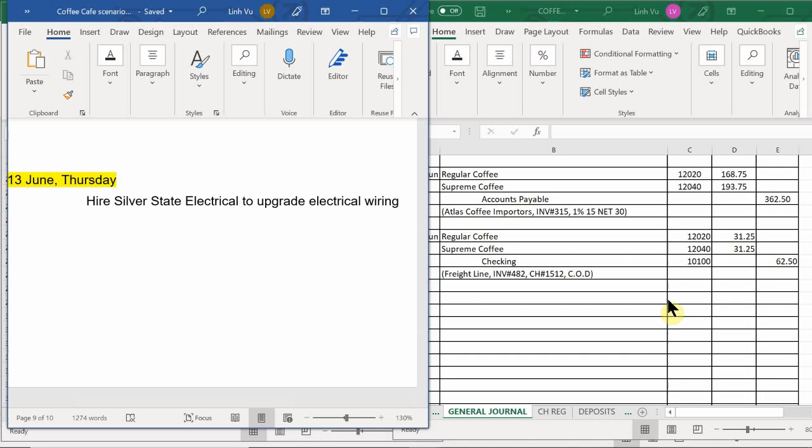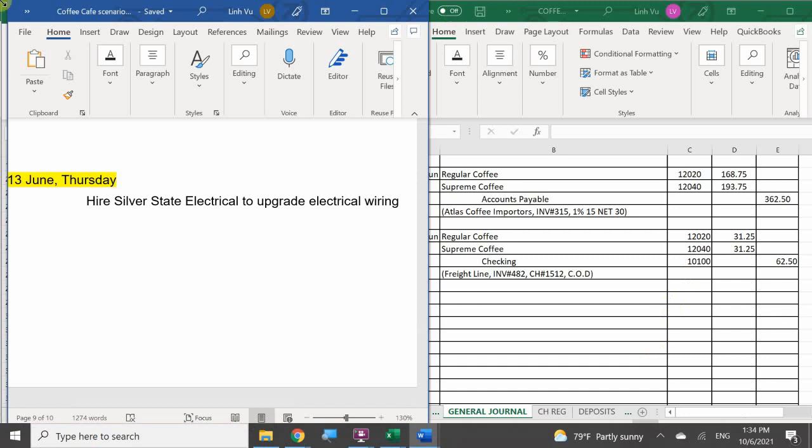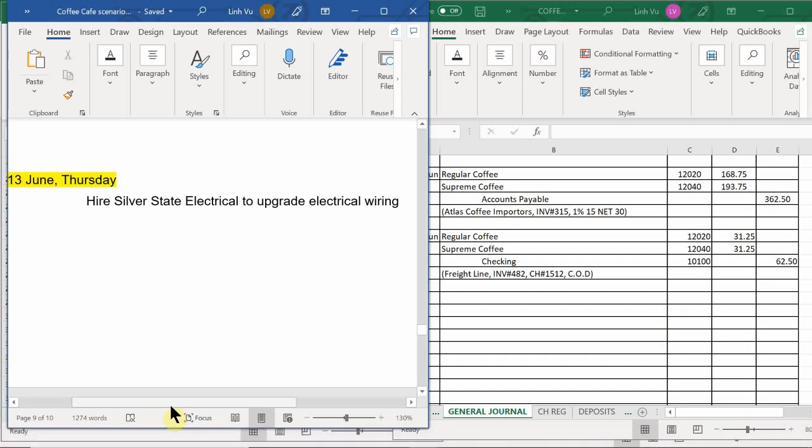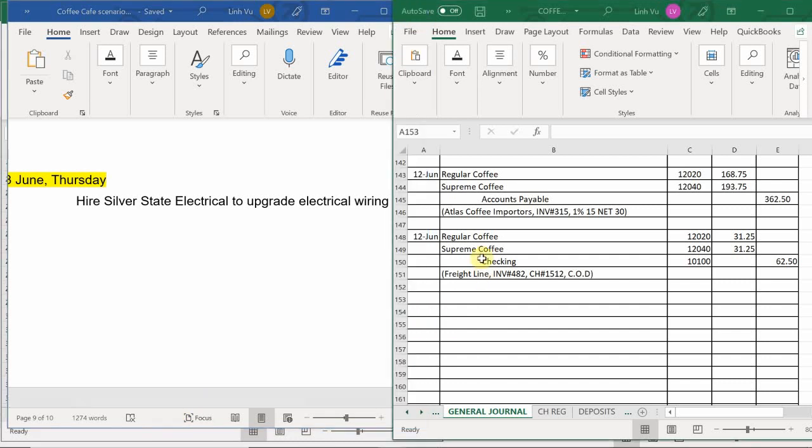All right, so let's take a look at our transactions here. Again, we are finally on the 13th. What did we do here? We hired Silver State Electrical to do electrical work on the coffee grinder, to do some electrical wiring. In this case, is this a transaction we need to record? I don't think so, because all we did was just hire them.